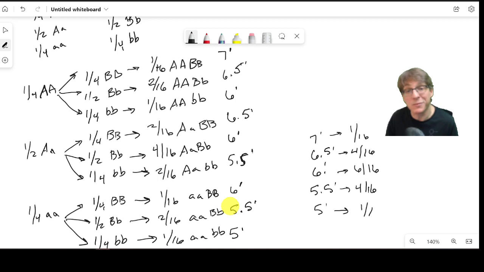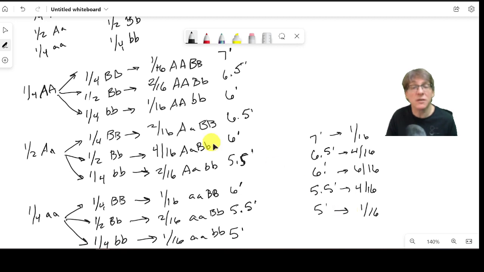Now we should add up to 16 here. Okay, so here we have 4 and 6 is 10, plus 4 is 14, 15, 16. So those are all of our individuals. So phenotypic ratio, we're going to have a 1 to 4 to 6 to 4 to 1 ratio.